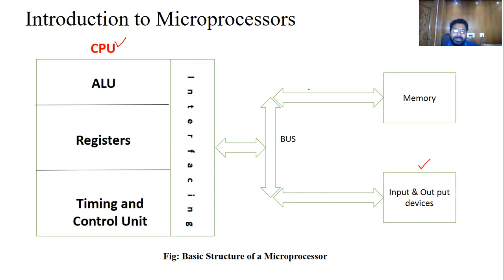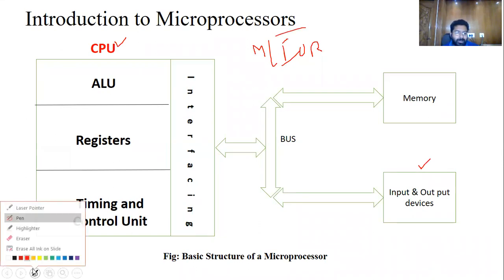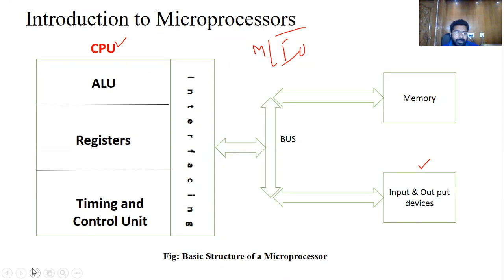How can you give that information to the CPU to connect the memory or the input/output device? You have one pin, the M by IO bar pin. If M by IO bar is equal to 1, it is connected to the memory. Otherwise, if it is equal to 0, it is connected to the input/output devices. So for suppose the microprocessor is connected to the memory, you want to enable that pin.